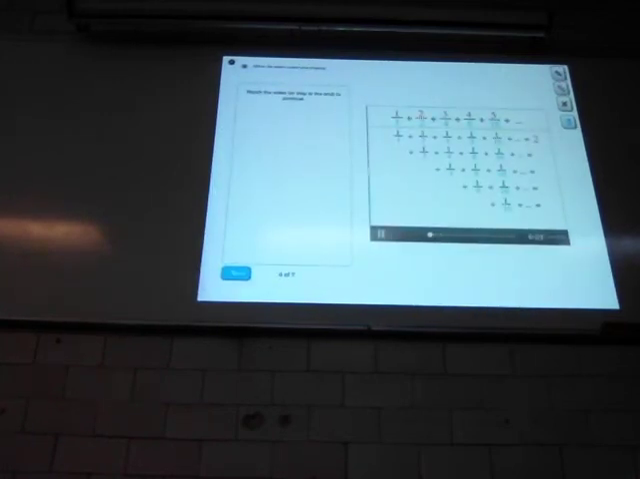Exactly right, the sum of this first row is 2. What's the sum of the second row?